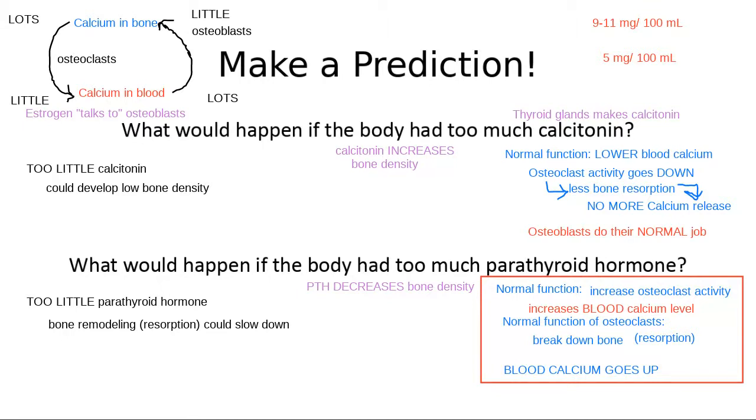So the question is, parathyroid hormone steals blood calcium from bone. Yes. So when we talk about what parathyroid hormone does, its goal is to get calcium in the bloodstream. The way that we get calcium in the bloodstream is by stealing it from the bone. Yes. Good. Okay.